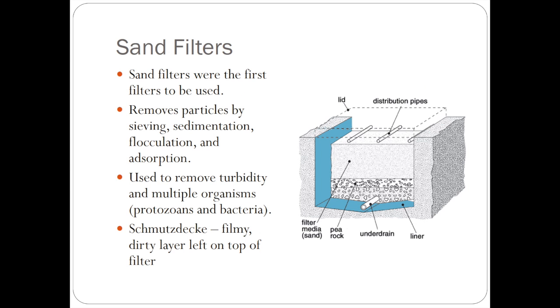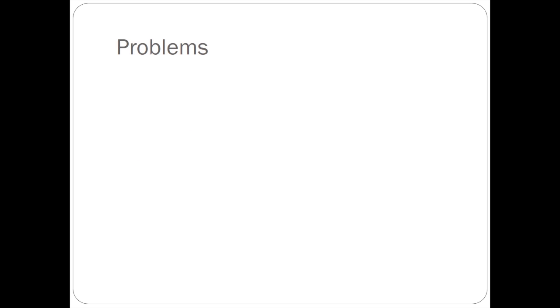Sand filters were the first type of filters to be used. A diagram of a sand filter is shown on the right. Sand filters apply four mechanisms for removing particles: sieving, sedimentation, flocculation, and adsorption. These filters can remove suspended solids and even organisms like protozoa and bacteria. These unwanted particles and organisms remain on the surface of the filter, forming a dirty layer called the Schmutzdecke. What do you think might be a problem with using sand filters?